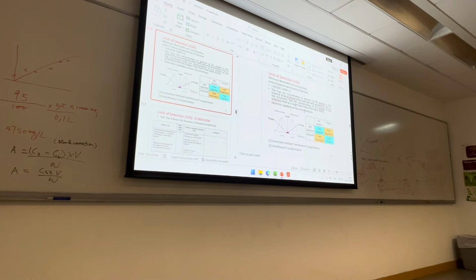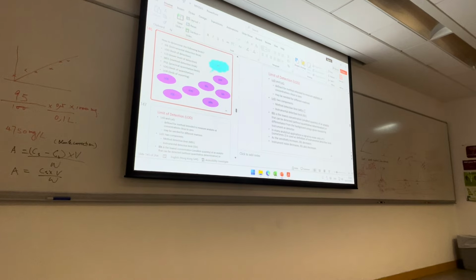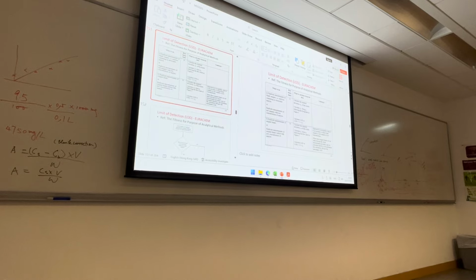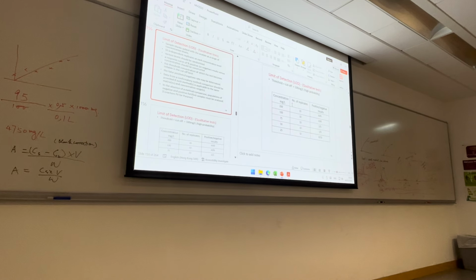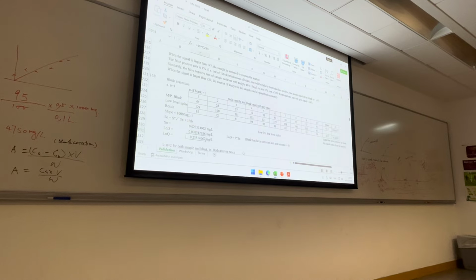Still remember the LOD, the figures. The EuroChem also have this 0 plus 3 S naught. You have corrected it. So the blank will be 0. The mean will be 0. Okay? So by putting some figures, you will understand what is the meaning of corrected blank and how to calculate.